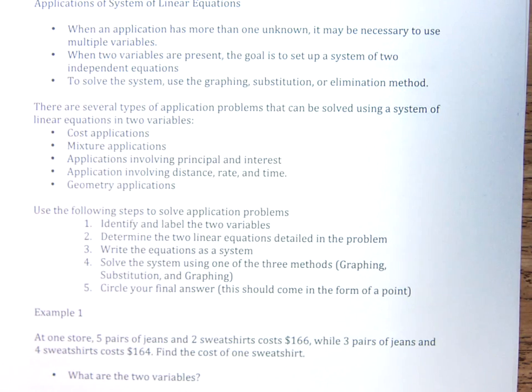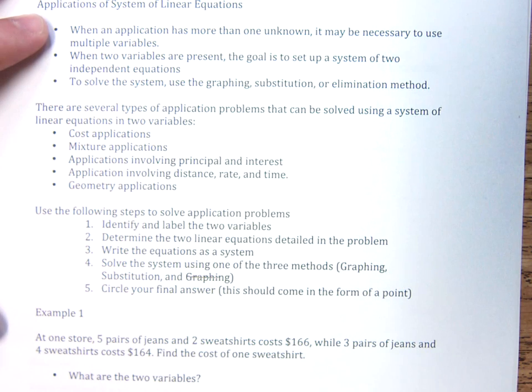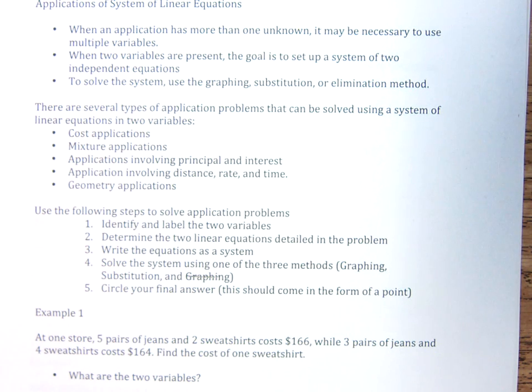All right, so the following here is just another example of steps on how to solve applications of system problems. These are good to add to your notes. Identify and label the two variables. Okay, and when you identify and label the variables, you need to tell me what those variables stand for. Determine the two linear equations detailed in the problem. So create two equations and then write them as a system. Generally, you do those two steps together. And then number 4 says solve the system using one of the three methods: graphing, substitution, elimination. And then finally circle or box your answer.